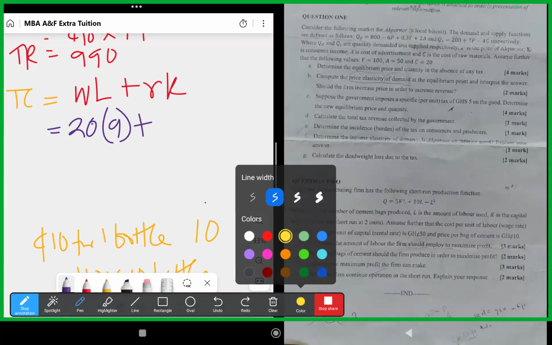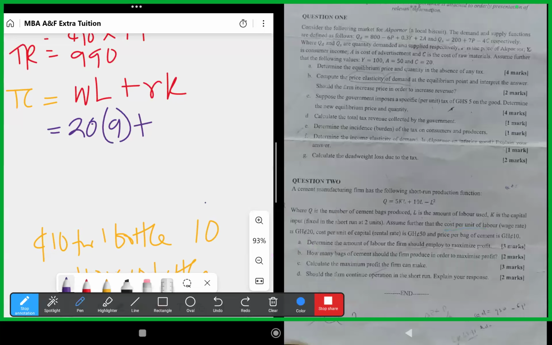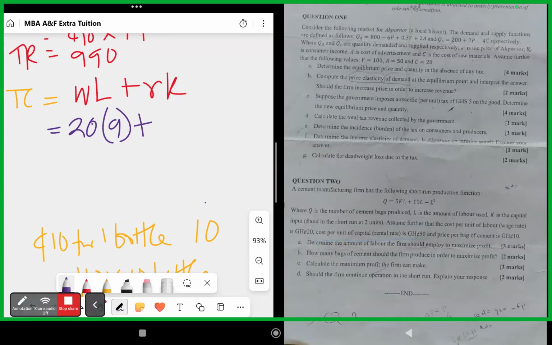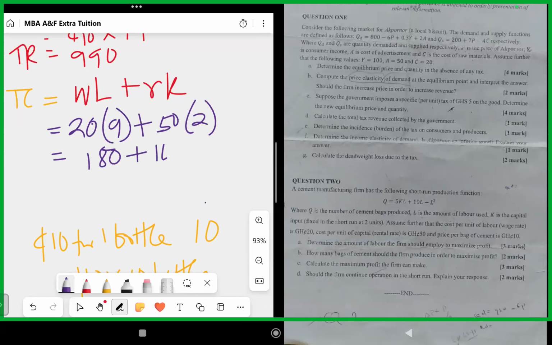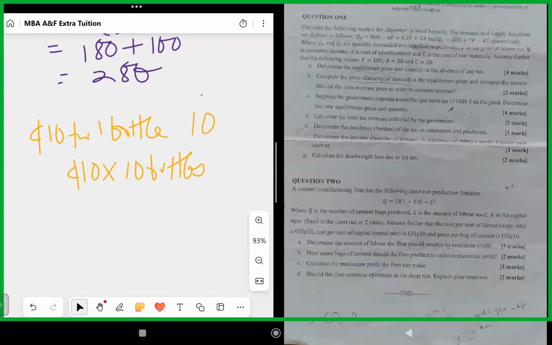It says the cost per unit of labor. That's not it. And it says the cost per unit of capital, rental rate. Have you seen it? 50. So that's the rate per unit. So we go here to 50 times the K. How many K? 2. So 2 times 9 is 180, plus 100. So you're going to have 280. Are we good? Yeah.